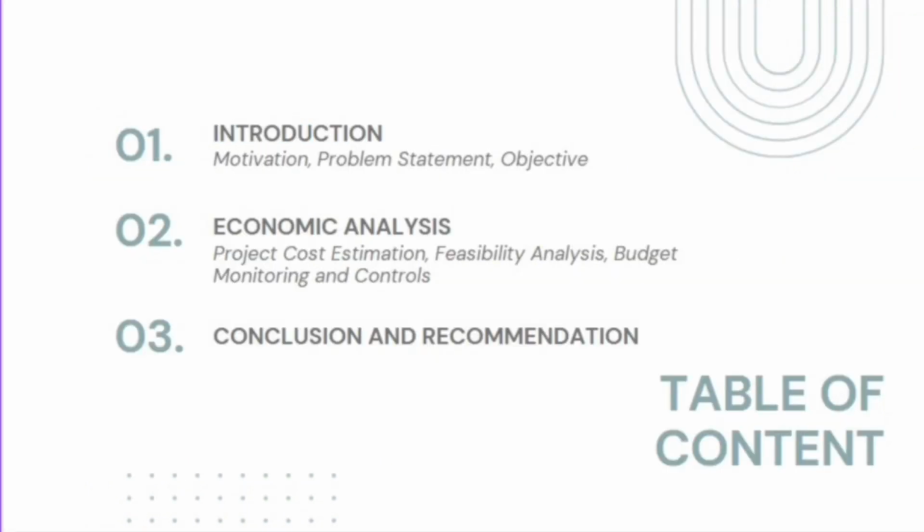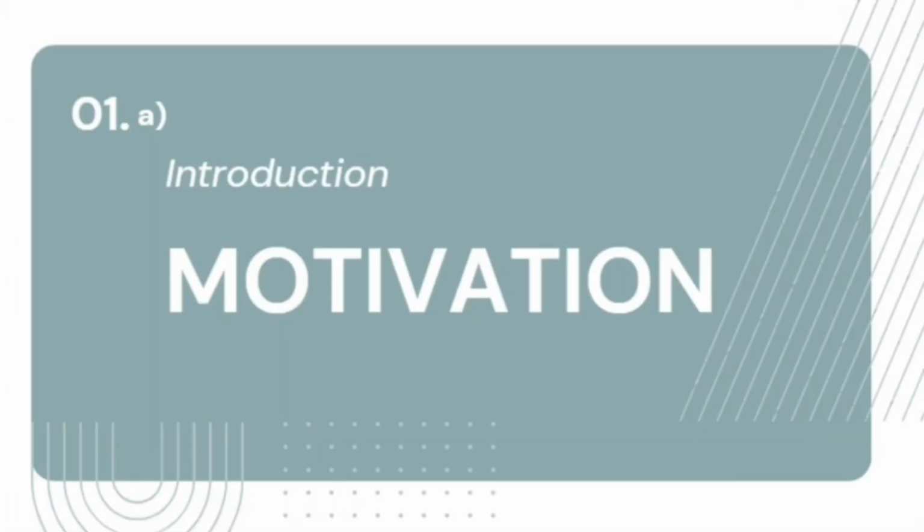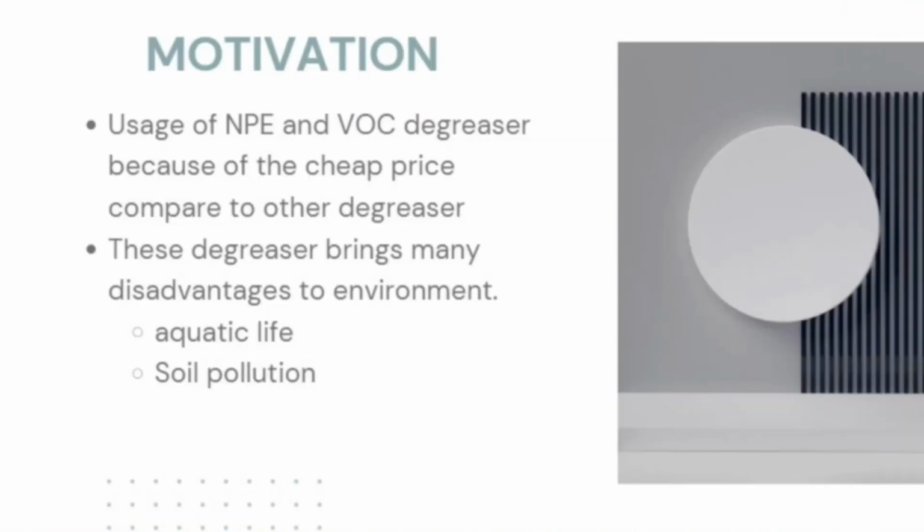So this is our outline of this presentation. The first one is the introduction, then the economic analysis, and last one is the conclusion and recommendation. Let's start with the motivation of this mini project. It starts with the usage of nonyl phenol ethoxylate, also known as NPE, and volatile organic compound, also known as VOC, based degreasers that are widely used in the industry because they are easy to get with reasonable price, cheaper compared to other degreasers.